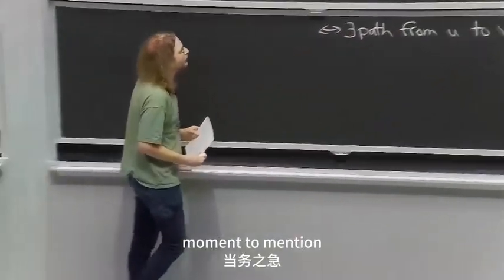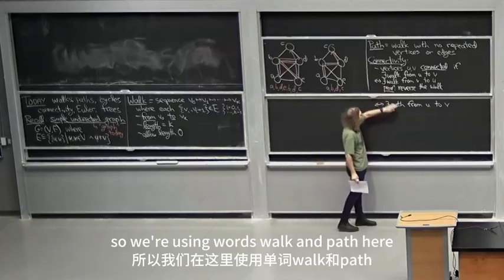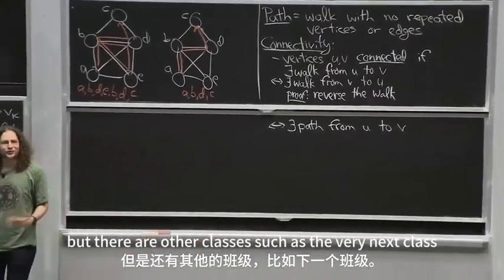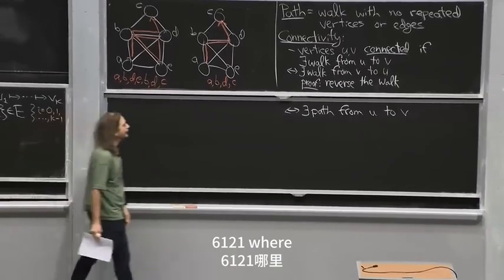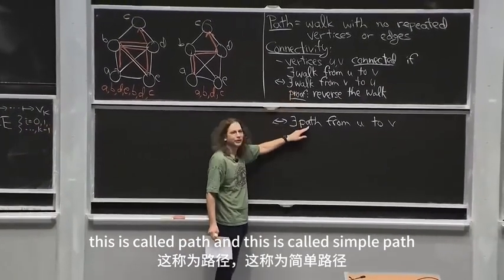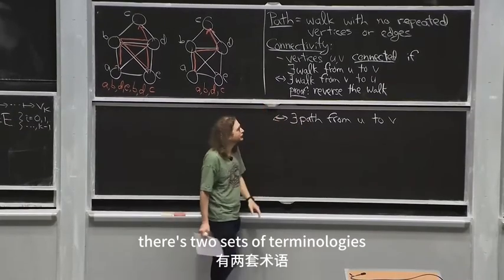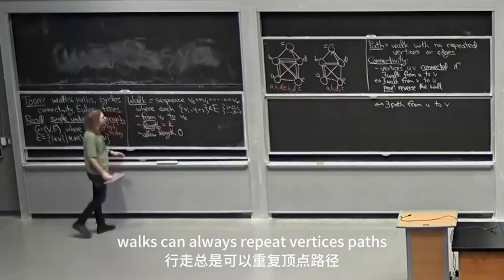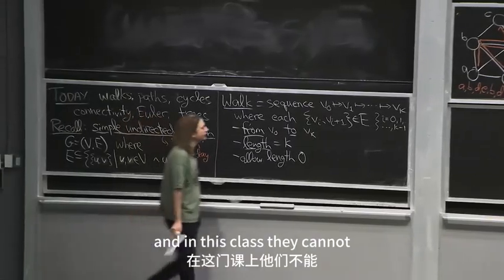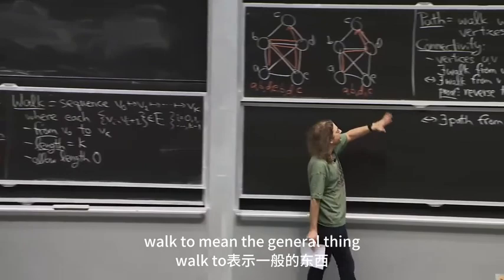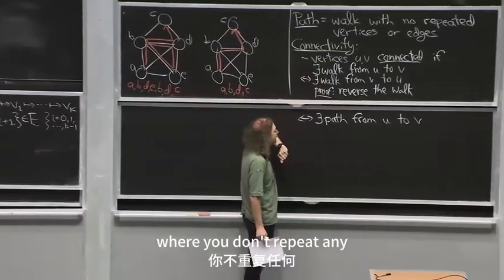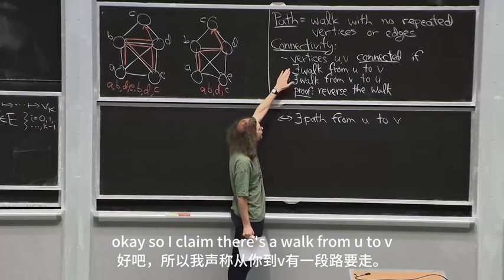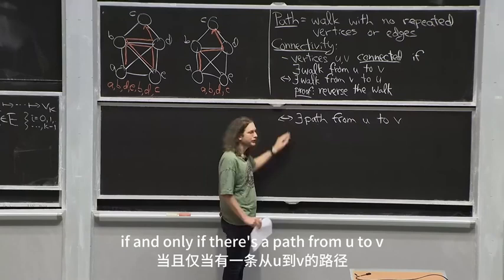This is perhaps a good moment to mention, so we're using the words walk and path here in one consistent way throughout this class, but there are other classes, such as the very next class, 6.121, where this is called path and this is called simple path. So just a warning, there are two sets of terminologies for whether a walk is allowed to. Walks can always repeat vertices. Paths, sometimes they can, sometimes they can't. And in this class, they cannot. So we're going to use walk to mean the general thing and path to mean the specific thing where you don't repeat any vertices or edges. OK, so I claim there's a walk from u to v if and only if there's a path from u to v. Let's prove this.